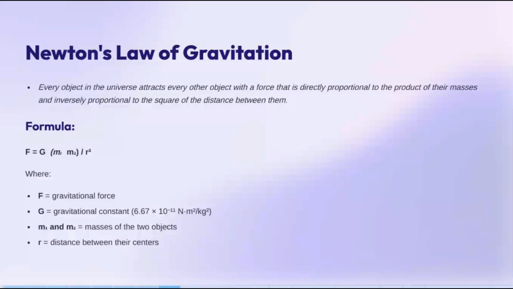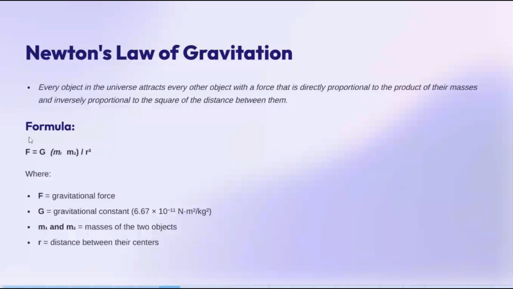But this one is not what we are trying to teach here. This is now Newton, from his own study, he generated what we know as the law of gravity, which is trying to talk about gravitational force. He's trying to explain how gravitational force happens. So according to Newton's law of gravity, he says every object in the universe attracts every other object with a force that is directly proportional to the product of their masses and inversely proportional to the square of the distance between them.